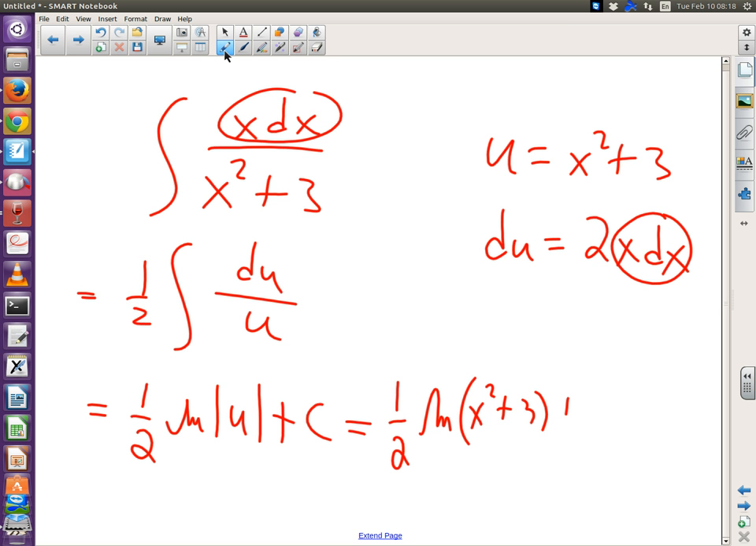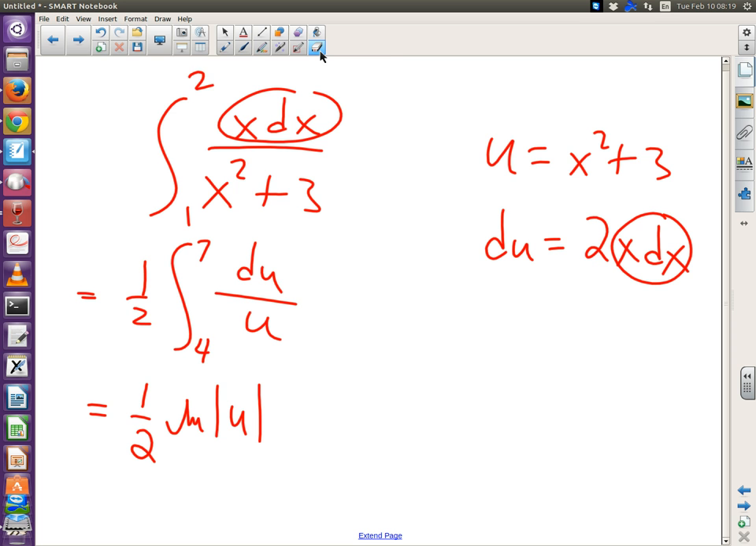Plus c. What if you had limits of integration? Just make up something, like 1 to 2. Do you have to do the plus c? No. Do you have to go back to x's? No. You can change the limits of integration to 4 to 7, because if x is 1, plug it in, u is 4. And if x is 2, plug it in, u is 7.